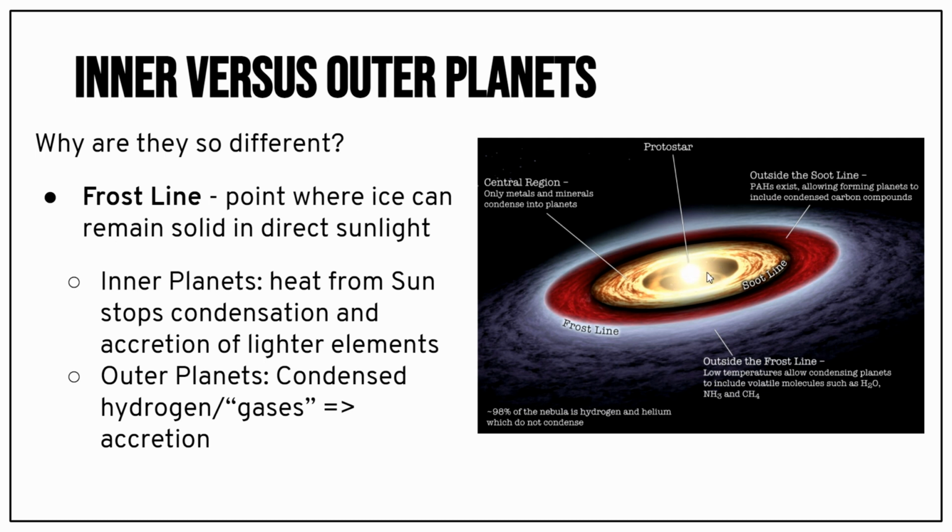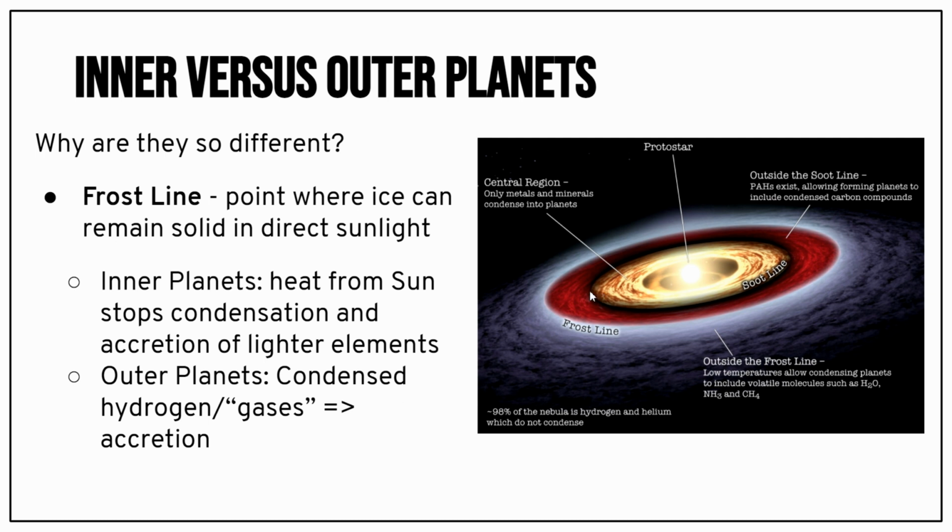In here towards the sun, everything is gas and nothing is able to hold together and really organize because it is so, so hot. So this inner region, only metals and minerals are going to condense into planets. And that's where we start getting our inner planets, down here towards the soot line, the outside of the central region, right along the soot line. We can condense carbon and some of our lighter metals, and we form our inner planets.